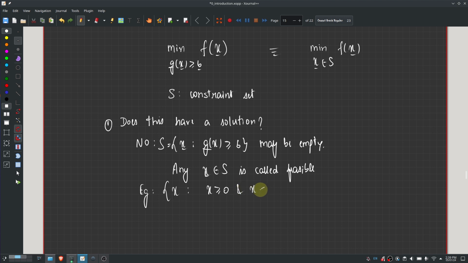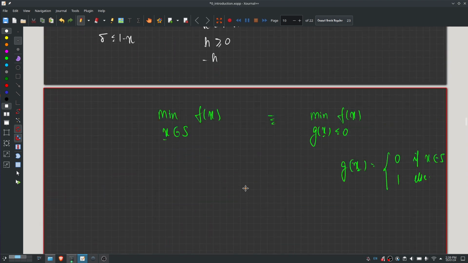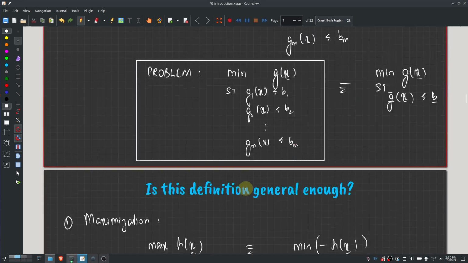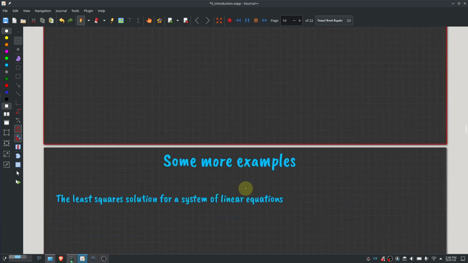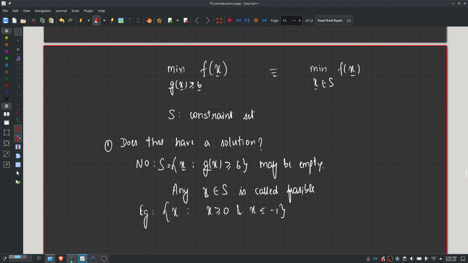Yep. With your x, you would use it less than. Sorry, was I using less than or equal to? Sorry, right. G of x less than or equal to b. Okay.